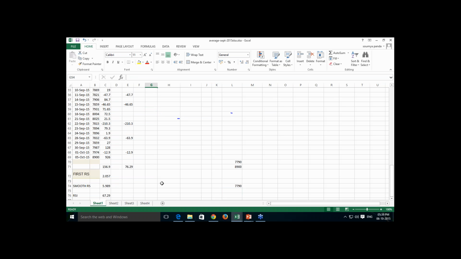It is not a hard and fast rule that 30% is saturation and 70% is saturation. For Nifty, maybe the saturation point will be different. For Bank Nifty, maybe the saturation point will be different. For a particular stock, maybe the saturation point will be different. For gold, maybe the saturation point will be different.